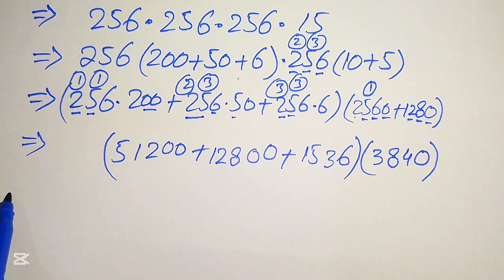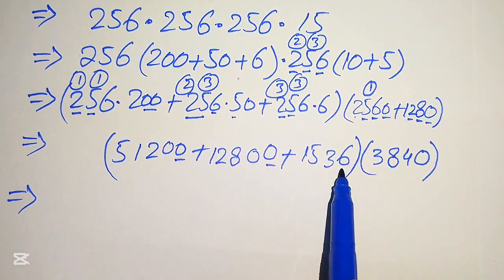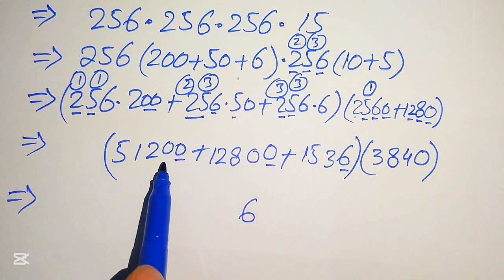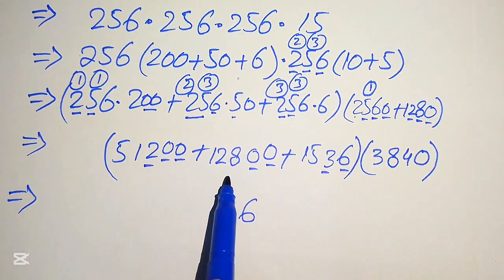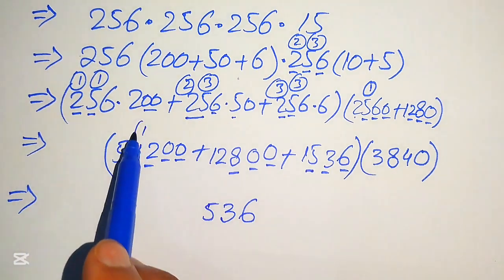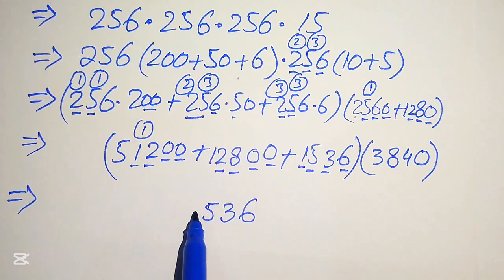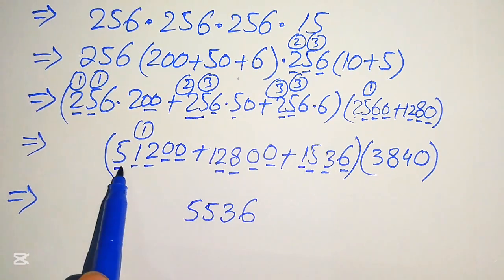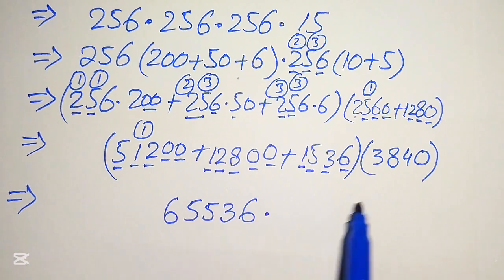And now in the next step, first we need to sum up these values. 0 plus 0 plus 6 becomes 6, and 0 plus 0 plus 3 becomes 3. 2 plus 8 is 10, 10 plus 5 is 15. We write 5 and carry 1. So 1 plus 2 is 3, 3 plus 1 is 4, 4 plus 1 becomes 5, and 5 plus 1 is 6. So we can multiply this value with this number.